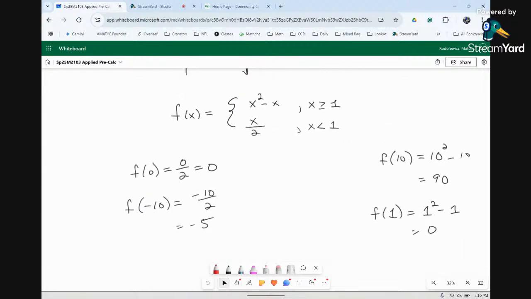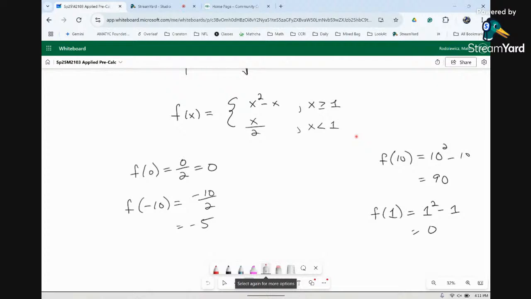I had this example, I said, hey, we don't have its graph, but here's what it looks like. This right here is a piece, a rule, an equation if you want, that you use when your inputs are greater than or equal to 1. This piece is a different rule, and you use that piece when your inputs are less than or equal to 1.